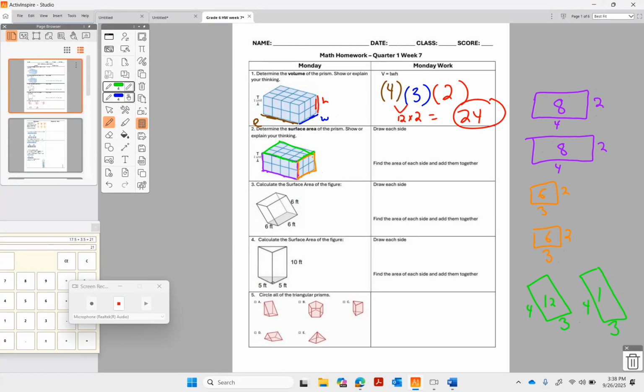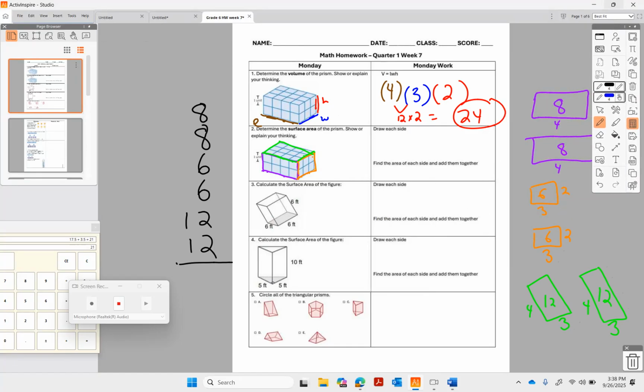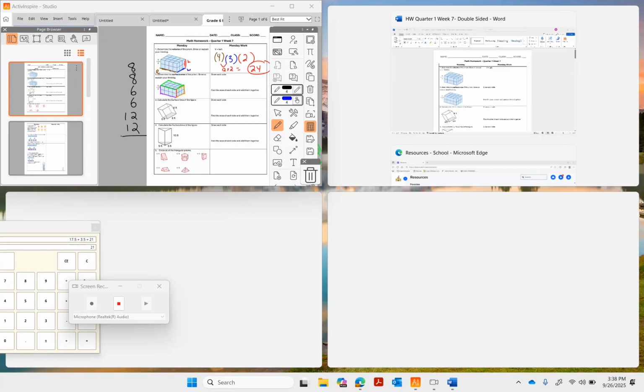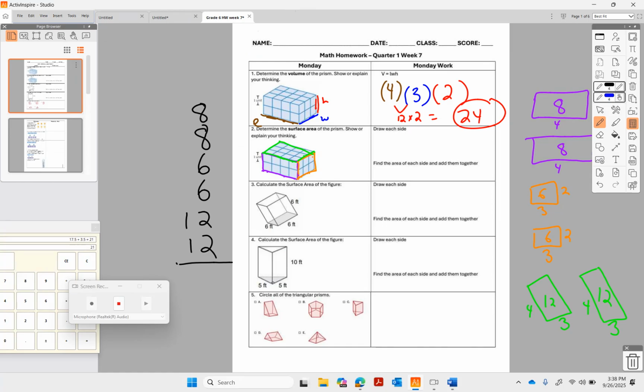Okay, now I want to add these all up. So I'm going to come over here and we're going to do 8, 8, 6, 6, 12, 12. So you could add all those up, or what some students do, let me just move this over here for a second. Oh my gosh, I have no idea what I did there. That was horrible. Okay.